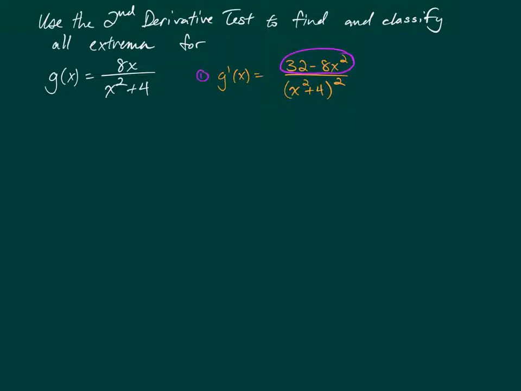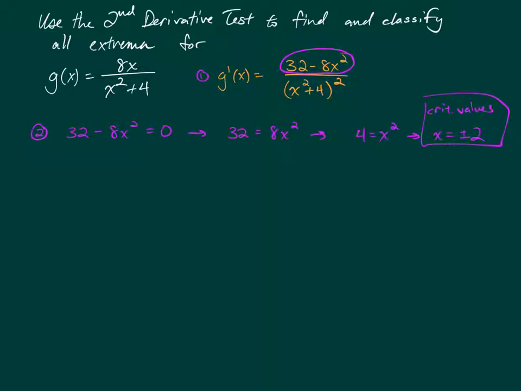So again, the first step is to find the derivative. The second step is to find the critical values. So we will set 32 minus 8x squared equal to 0. When you add 8x squared to both sides, we'll have 32 equals 8x squared. Divide by 8. That will give you 4 equals x squared. Square root both sides. That tells you x equals plus or minus 2. So these are the critical values, x equals plus or minus 2.